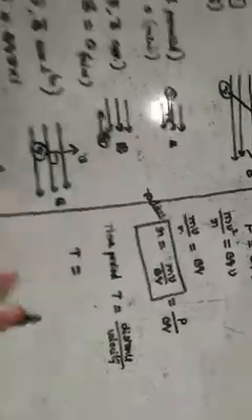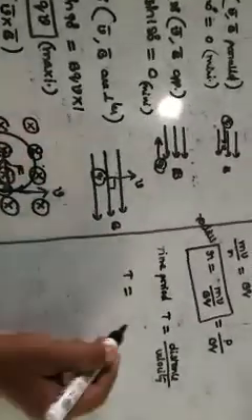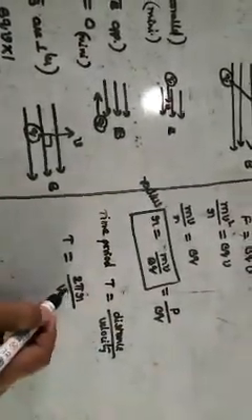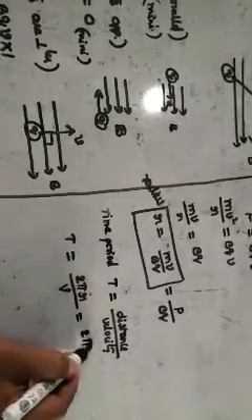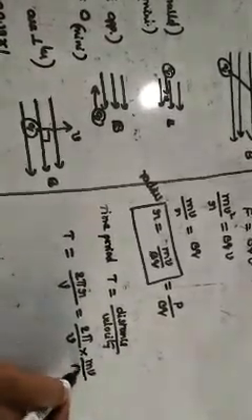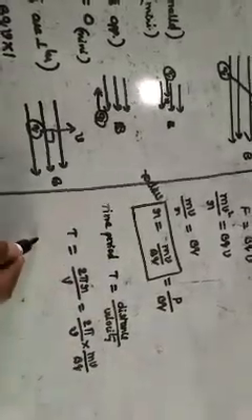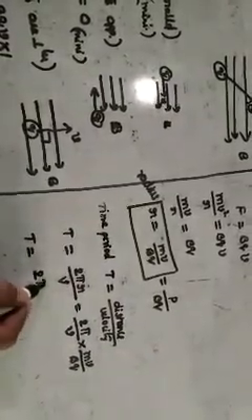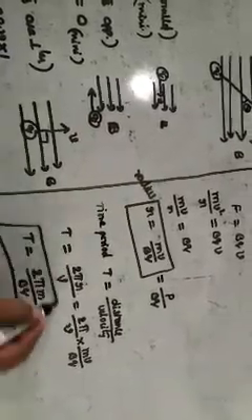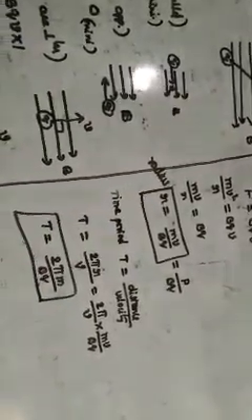So T is equal to distance covered, which is 2 pi r, divided by velocity v. Substitute this r value here. This is 2 pi by v, and r is nothing but mv by bq. So v gets cancelled. T is equal to 2 pi m by bq. So remember this expression, very, very useful. This is the time period.